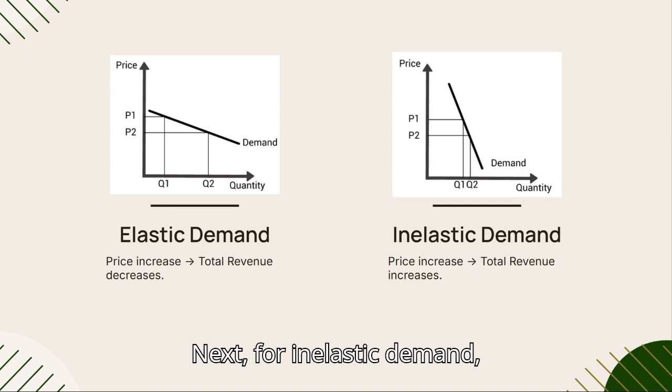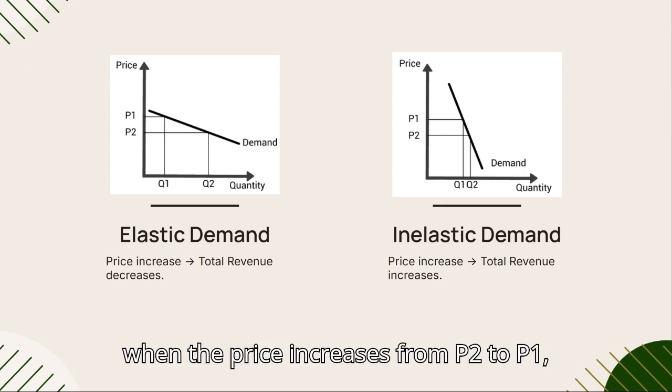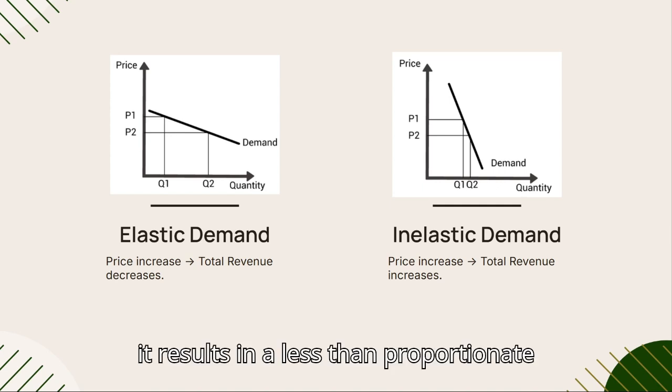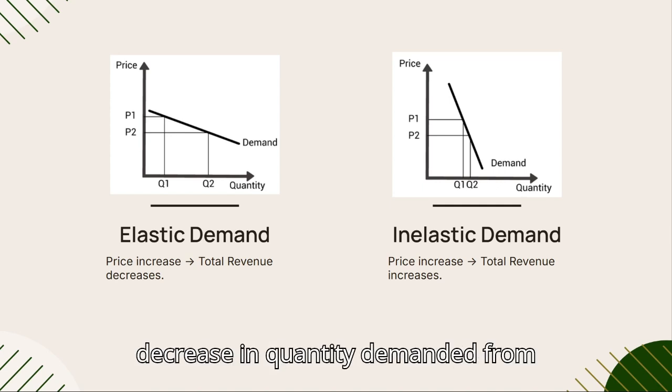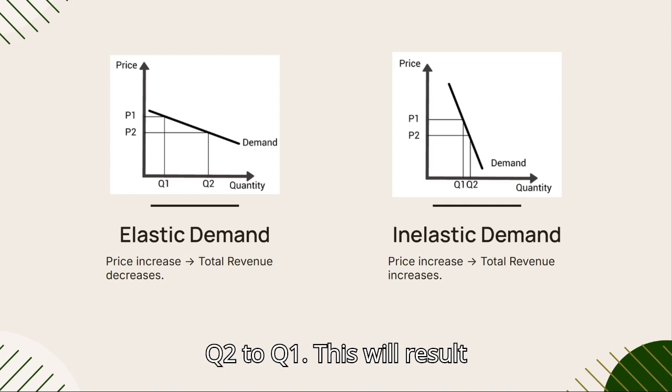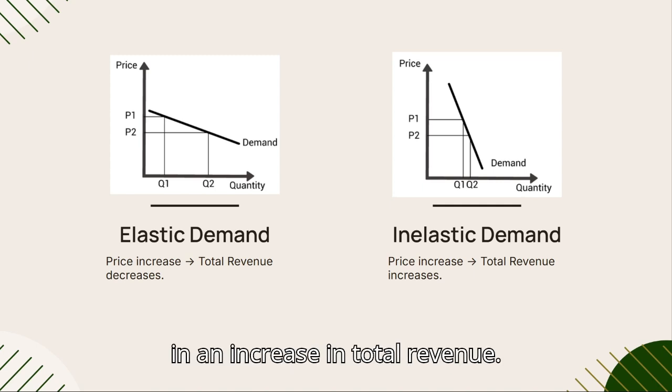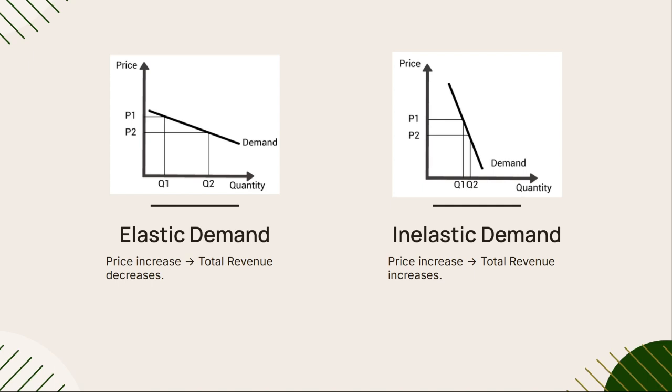Next, for inelastic demand, when the price increases from P2 to P1, it results in a less than proportionate decrease in quantity demanded from Q2 to Q1. This will result in an increase in total revenue.